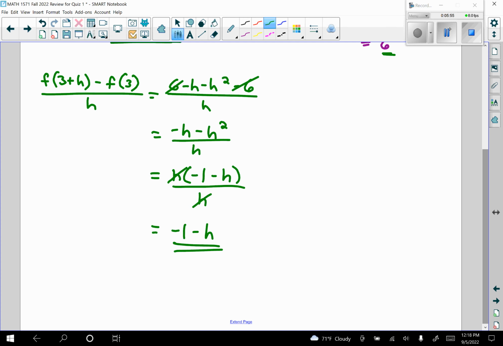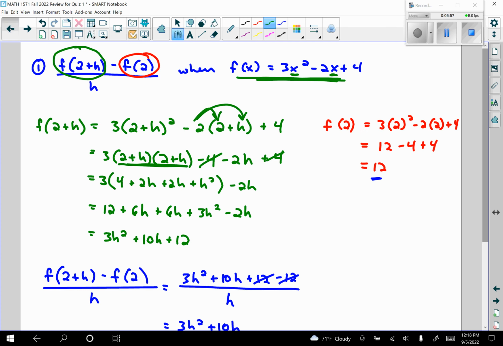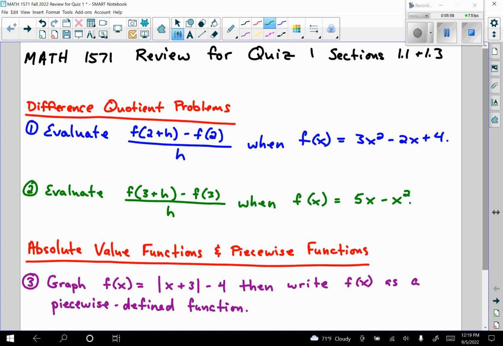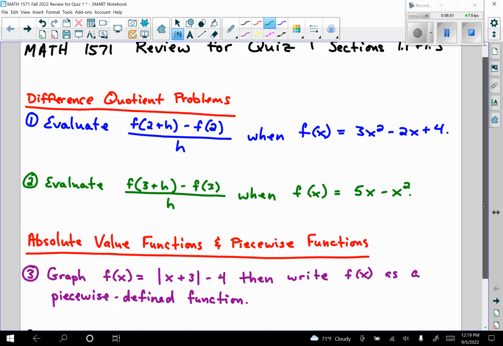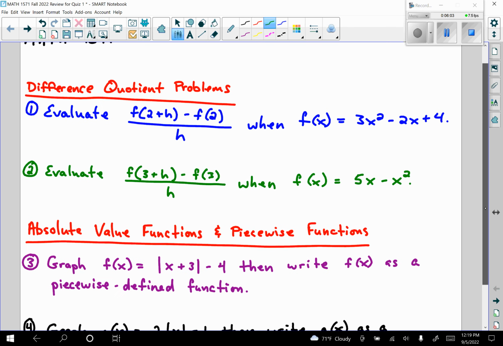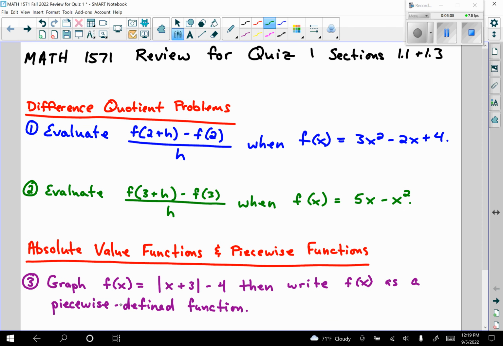All right, for the next section, I have absolute value functions and piecewise functions. So for problem 3, we're asked to graph this function f of x. We have to use some transformations here. Then we want to look at the graph and write f of x as a piecewise defined function.